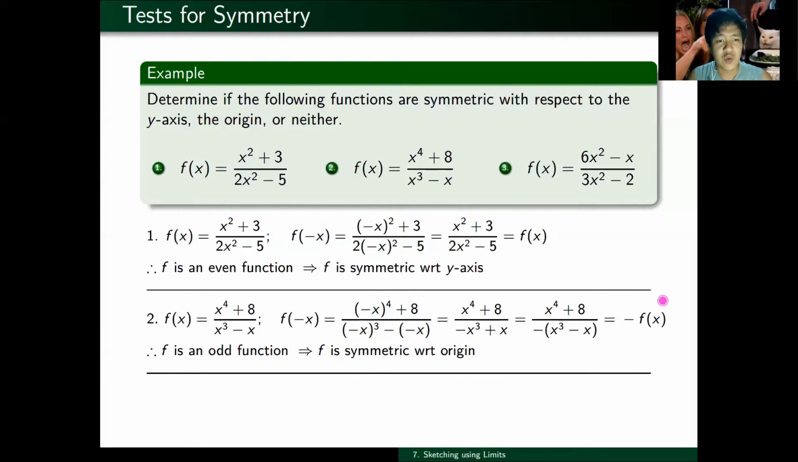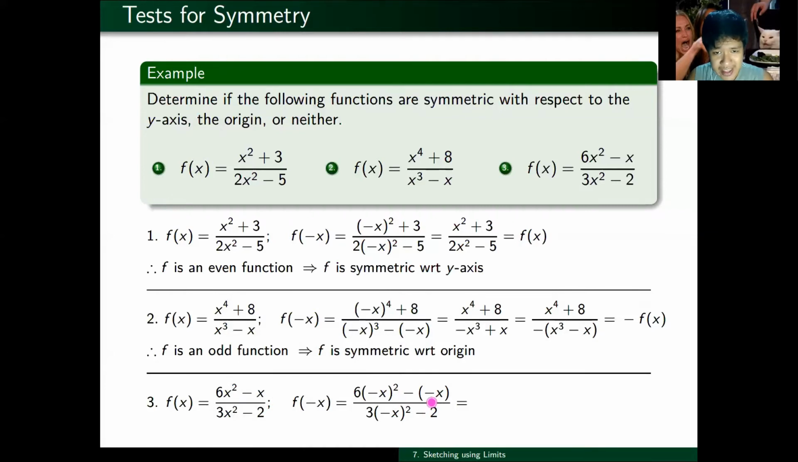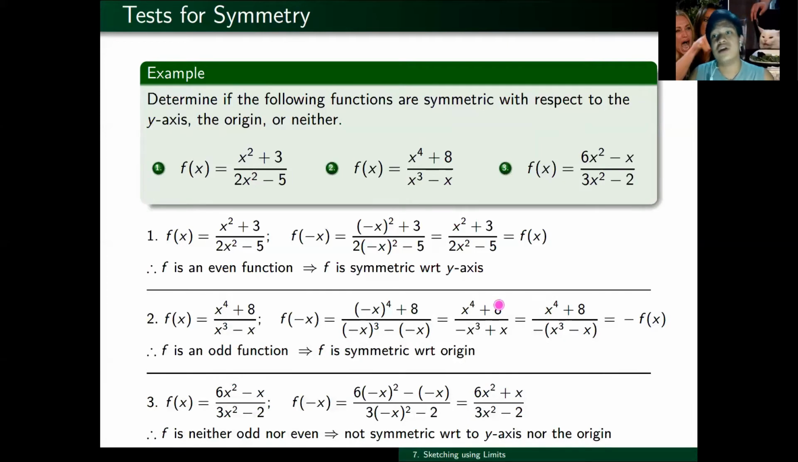Okay? Now this third one. Okay, so let's replace all x's with negative x. Negative x quantity squared is x squared. So itong dalawa, x squared pa din. But this minus negative x becomes plus x. So I get this one. How is this related to your original? Well, it's definitely not the same with the original, so hindi siya even. Hindi rin siya negative, no? Kasi ito lang x yung nag-iba eh. Kung negative siya nung original, sana nagbago yung sign nung lahat sa taas or lahat sa baba. But ito lang yung x na nag-iba. So, this function is neither odd nor even and not symmetric with respect to your y-axis nor the origin. So, ganun lang po kasimple yung test for symmetry.